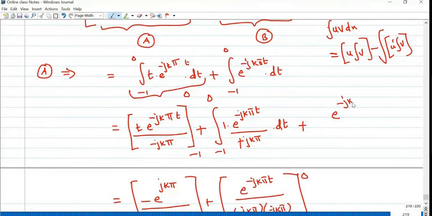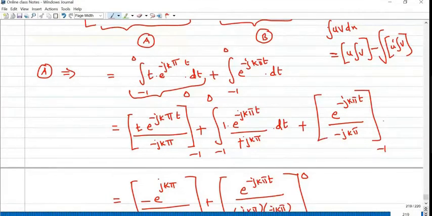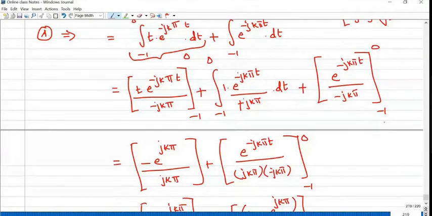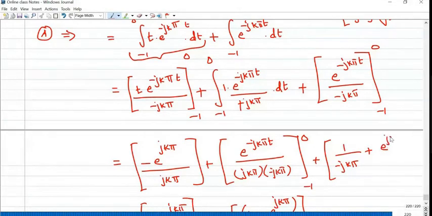So e power minus jk pi t divided by minus jk pi. Here one more term, minus 1 to 0. Okay. Now solve it. Plus e power 0, 1 minus 1 divided by minus jk pi. So minus of this minus, I'll put plus. Then e power plus jk pi divided by jk pi.